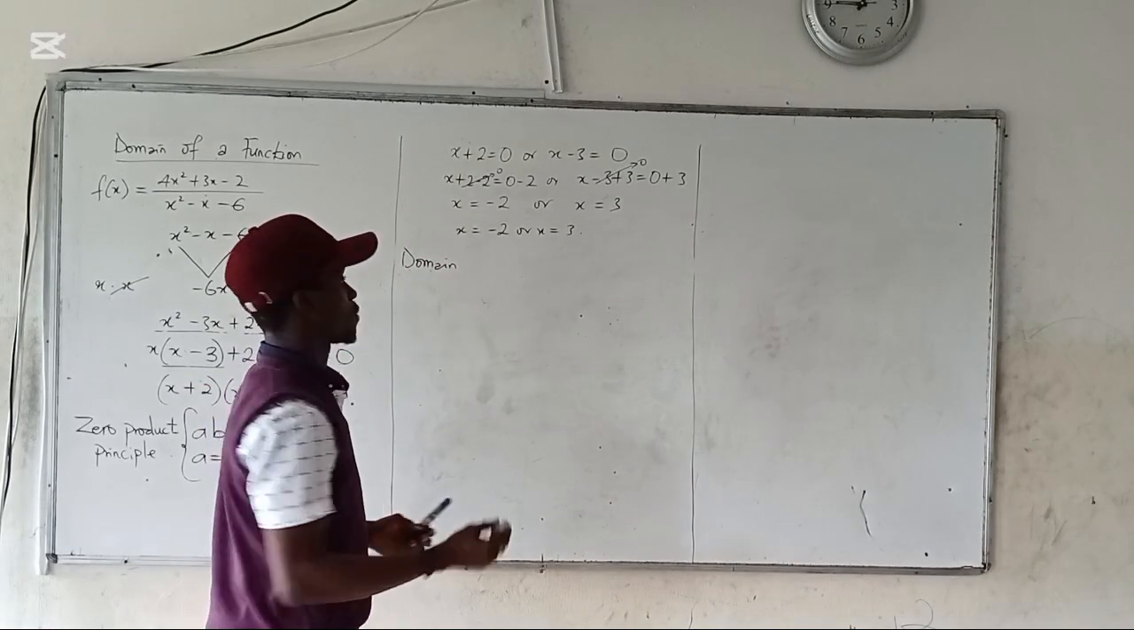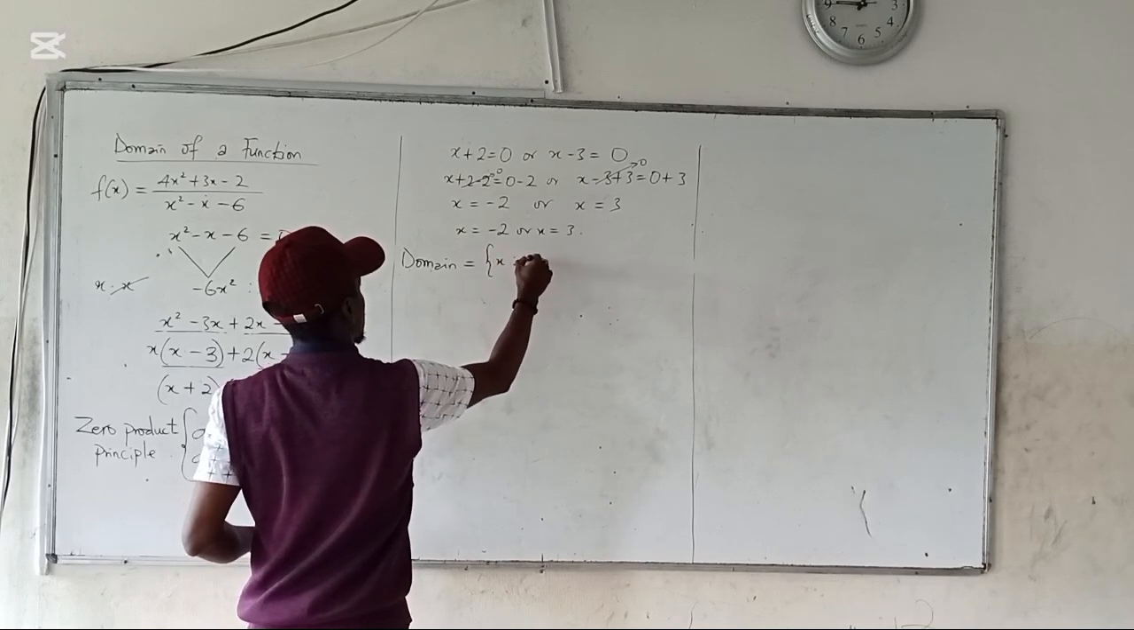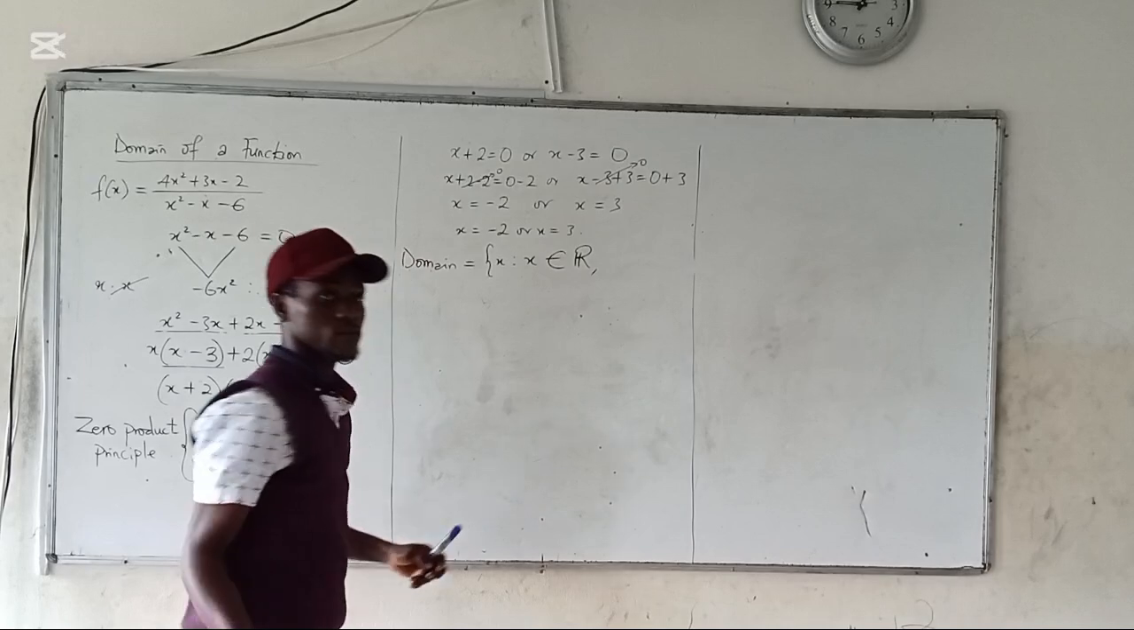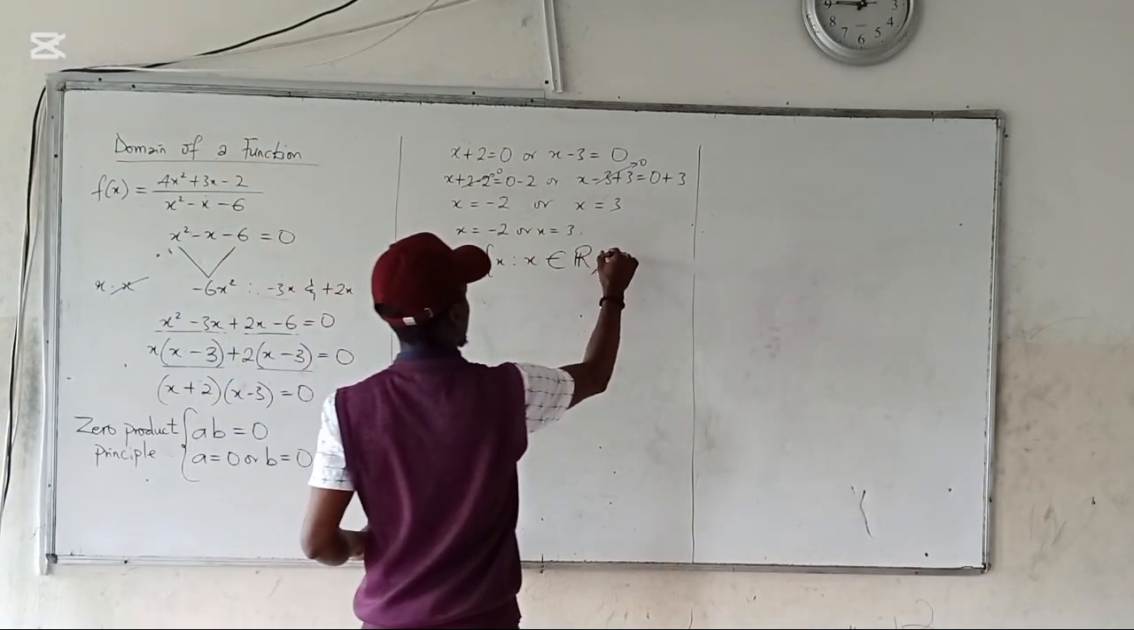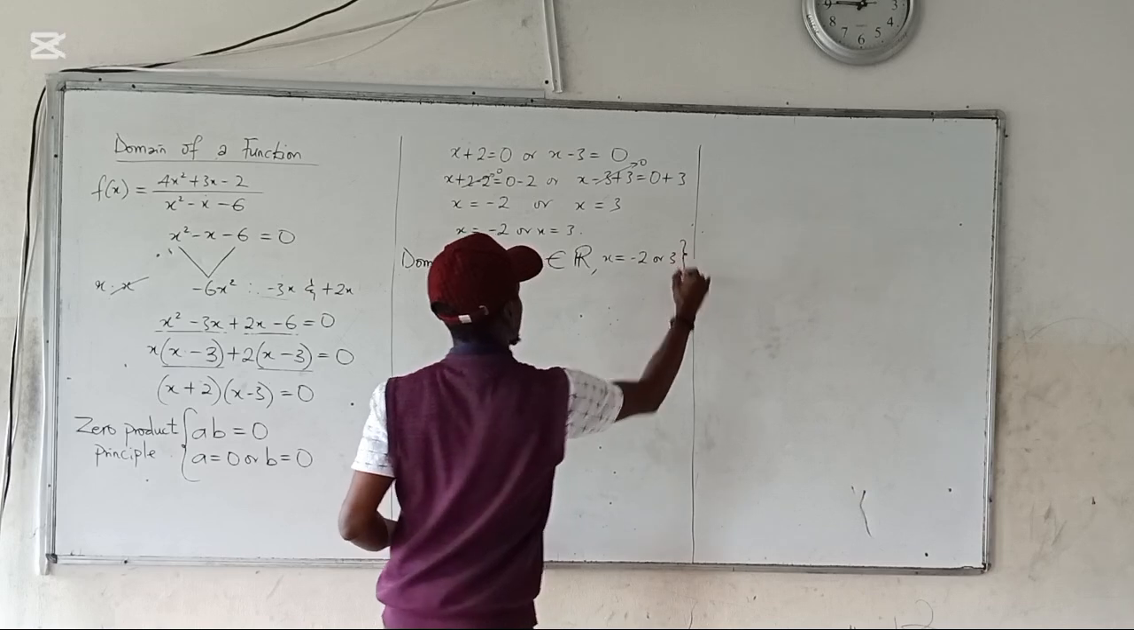We're going to write our domain now as x, such that x belongs to the set of real numbers, comma, x is not equal to minus 2 or 3.